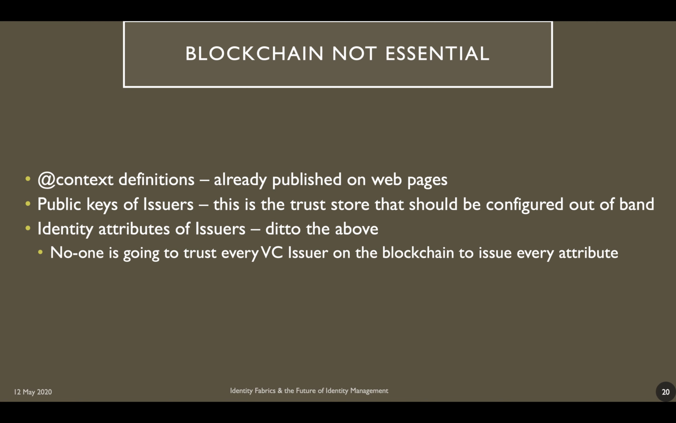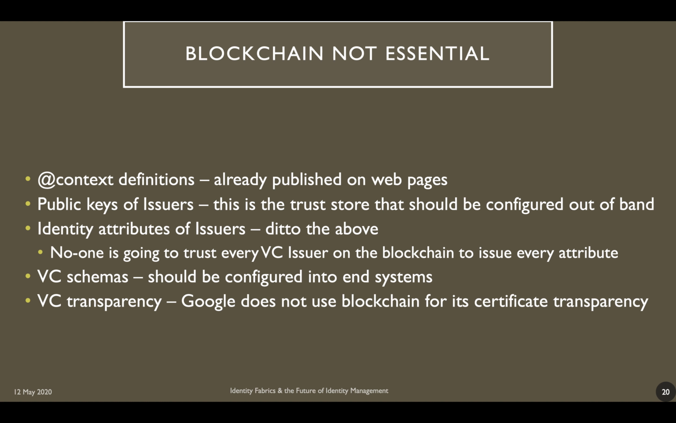The public keys of issuers and the identity attributes that they issue are actually the trust store for the verifiers. So they must be configured out of band, because no verifier is going to trust every conceivable VC issuer on the blockchain to issue every attribute that's specified there. So these have to be configured out of band into the verifiers. VC schemas should be configured into end systems as well, because you can't have a system accepting attributes and terms of use that it's got no knowledge about.